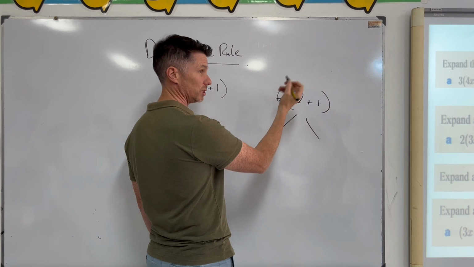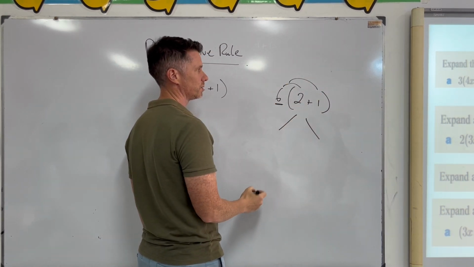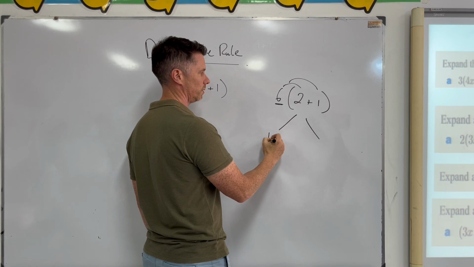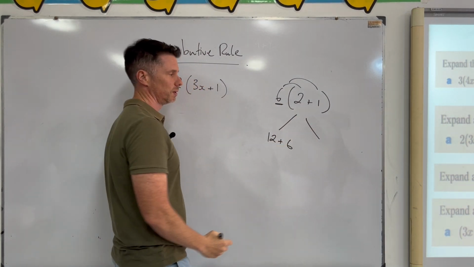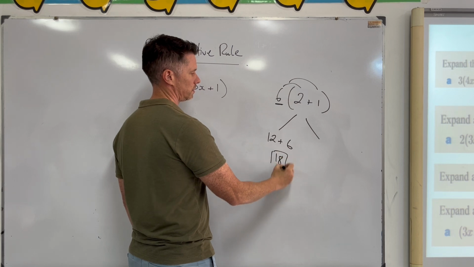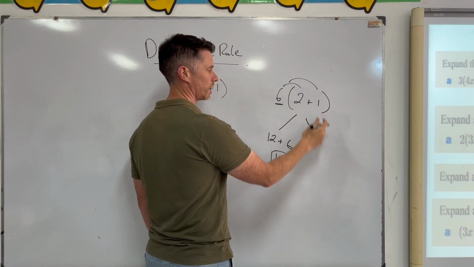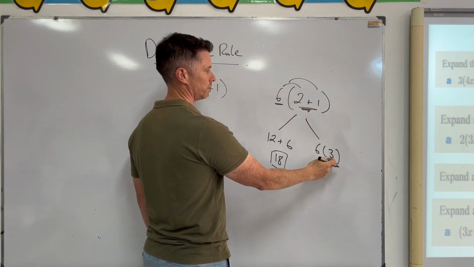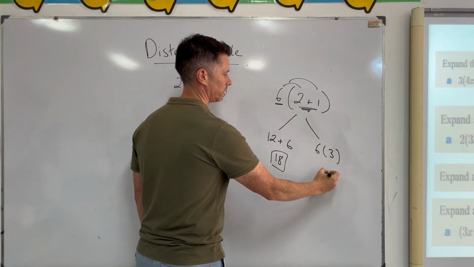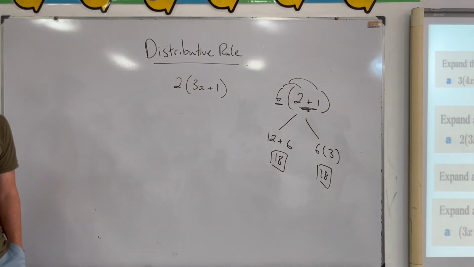So let's do the distributive rule, which is to distribute this multiplication across the bracket. So 6 times 2 gives 12, and 6 times 1 gives 6, and I'm going to add those together to give 18. The other way of doing it is to do what's in the bracket first, 6 bracket 2 plus 1, which is 3, and then do the multiplication, and we get 18. So it does work. It works both ways.